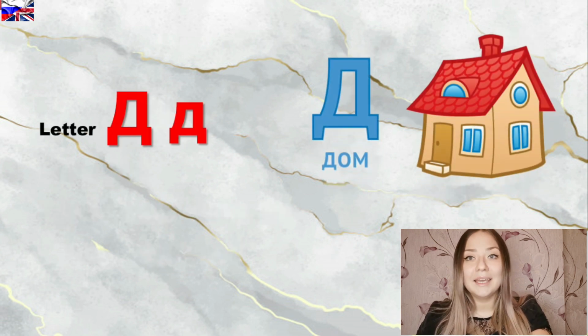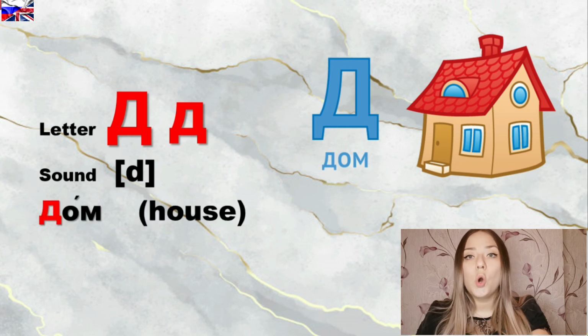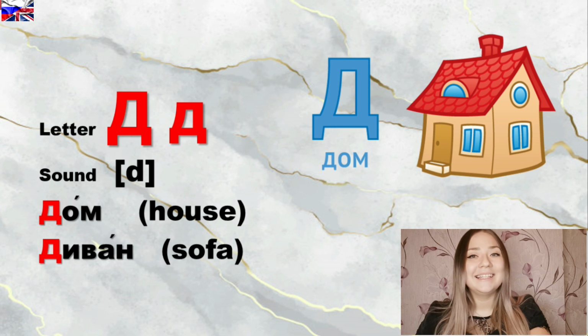The next letter is letter D. Sound D. House: дом. Or sofa, for example: диван.